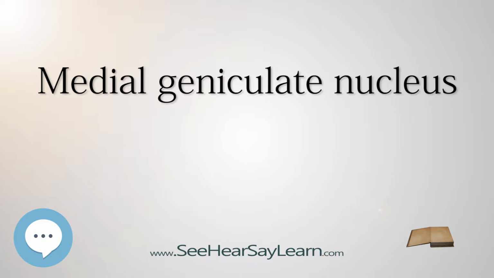Divisions. The MGB has three major divisions: ventral, VMGB, dorsal, DMGB, and medial, MMGB. Whilst the VMGB is specific to auditory information processing, the DMGB and MMGB also receive information from non-auditory pathways.